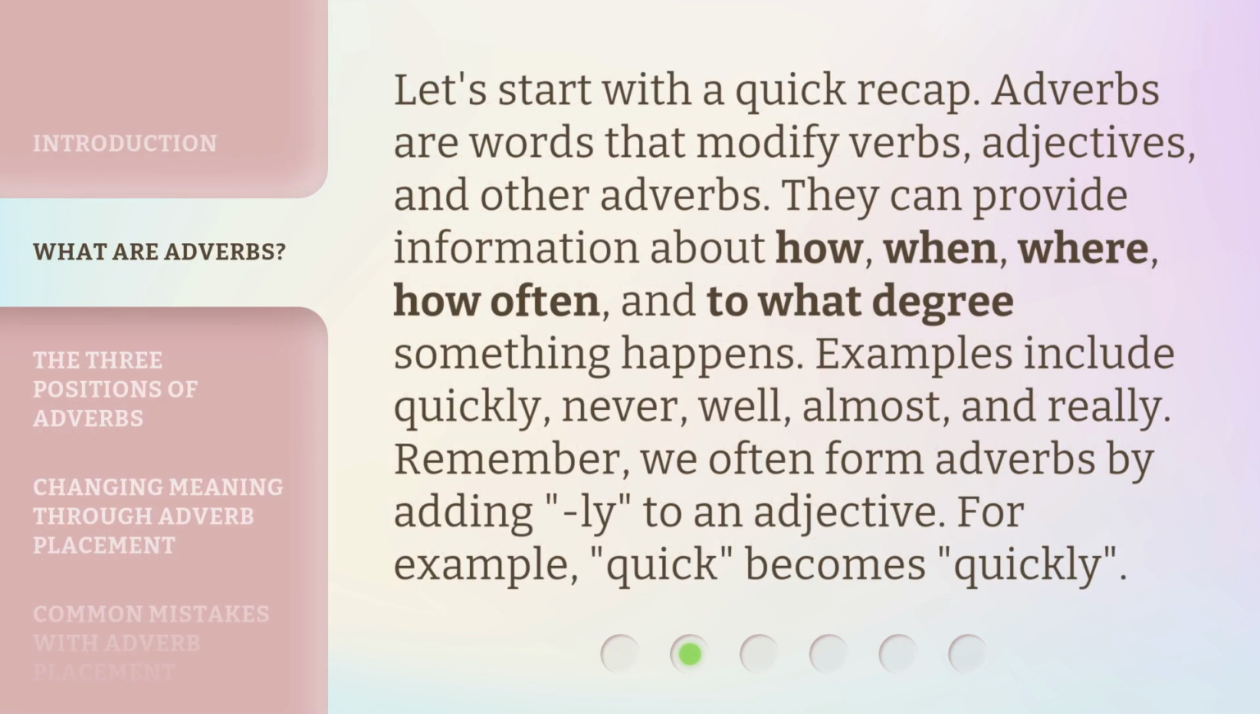Let's start with a quick recap. Adverbs are words that modify verbs, adjectives, and other adverbs. They can provide information about how, when, where, how often, and to what degree something happens. Examples include quickly, never, well, almost, and really. Remember, we often form adverbs by adding "ly" to an adjective. For example, quick becomes quickly.